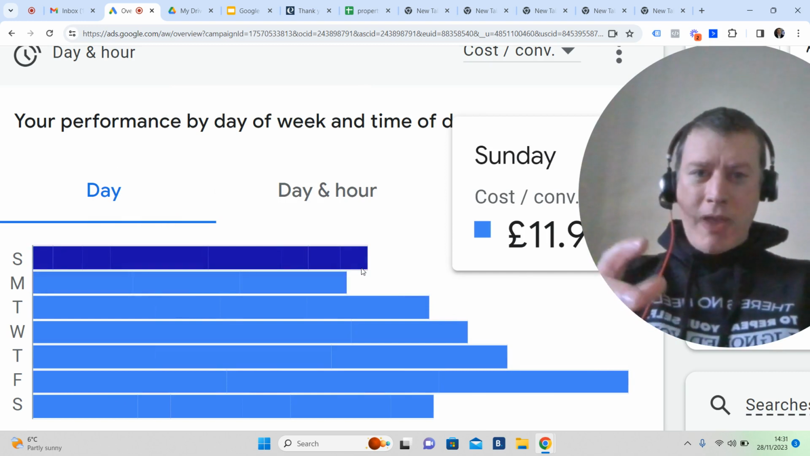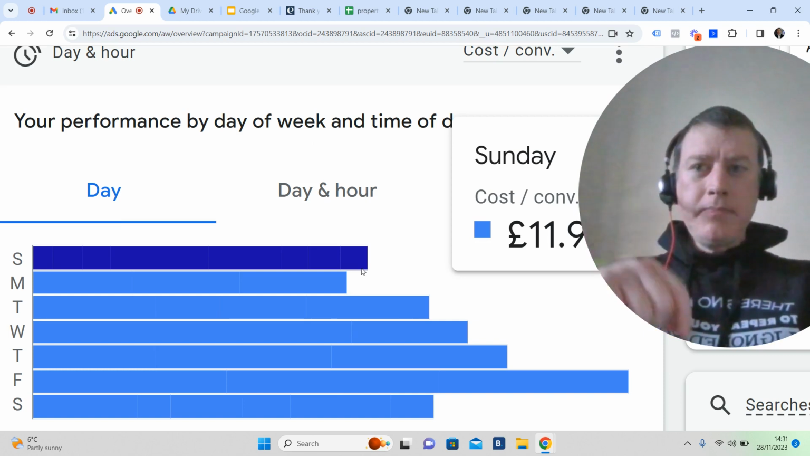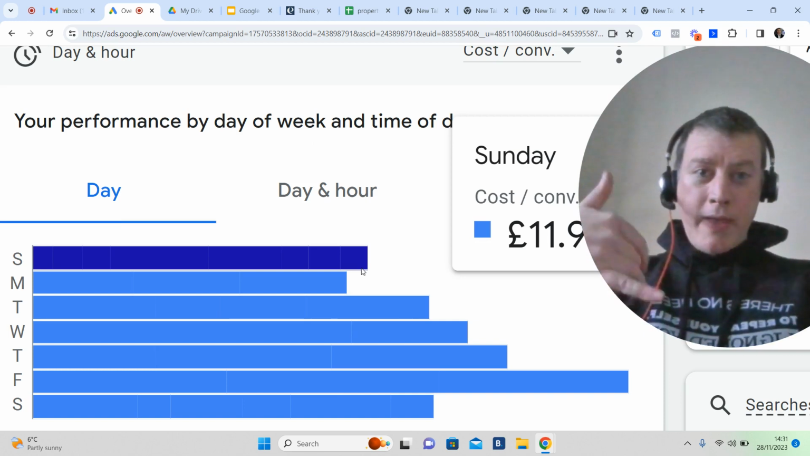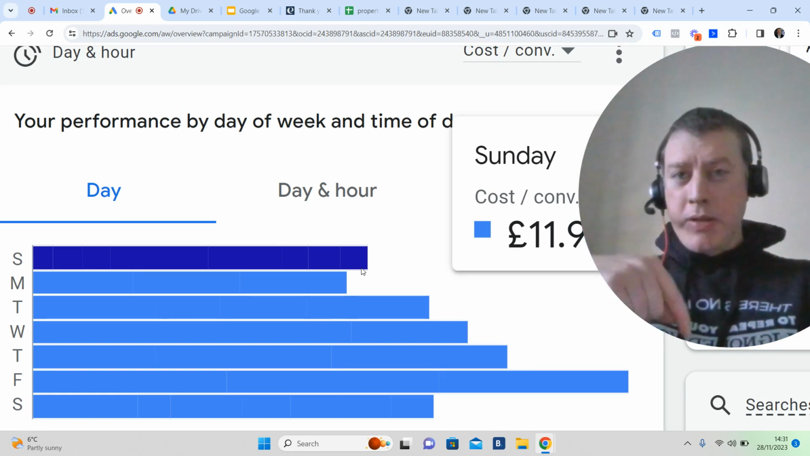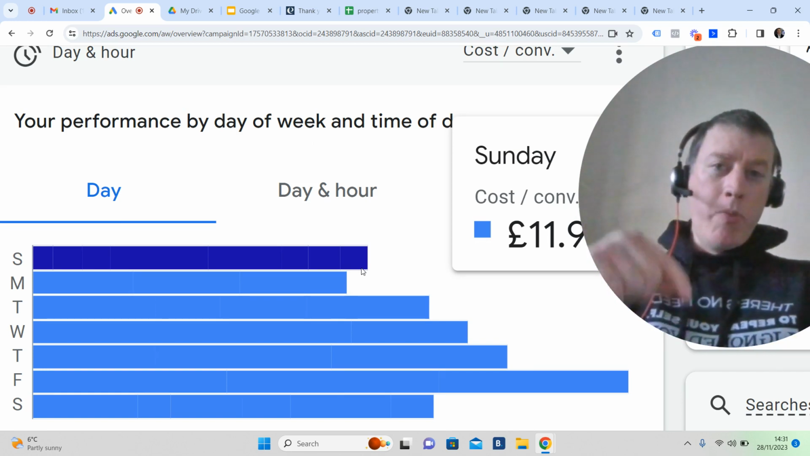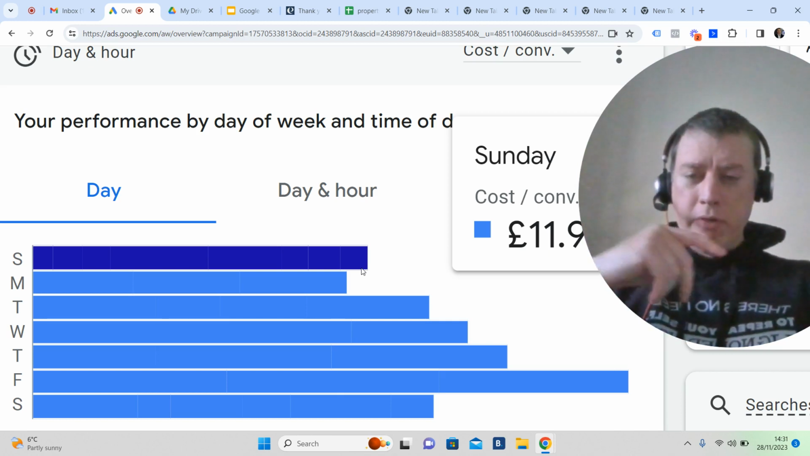Sort of about the £10-15 range, because the client's more than happy spending £20 to get a valuation lead, because they've got a good conversion rate, i.e. they jump on the phone. Speed to lead is very important. They jump on the call and book the appointment. A good percentage of these leads come to appointments, which is really, really strong.